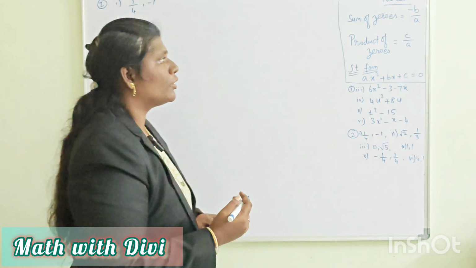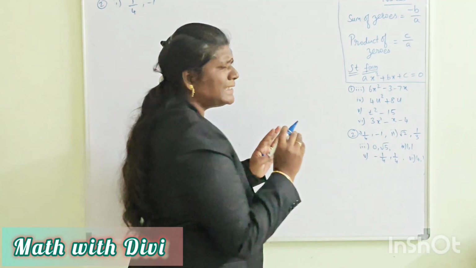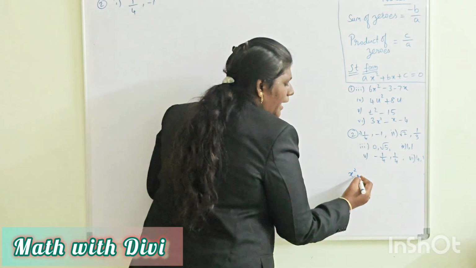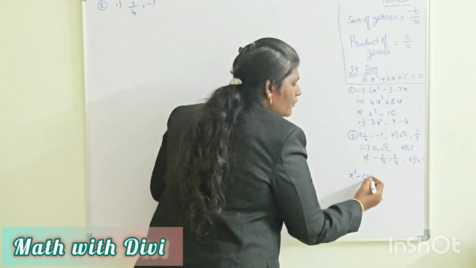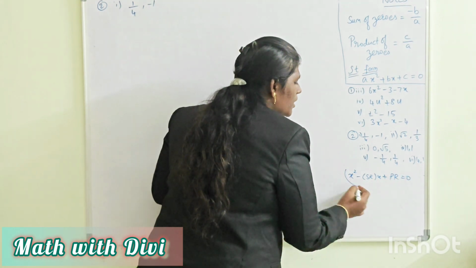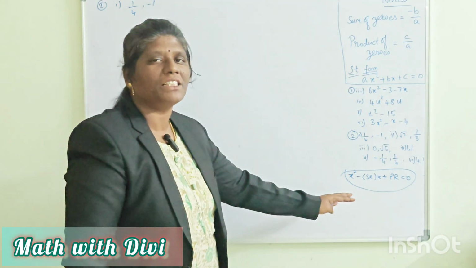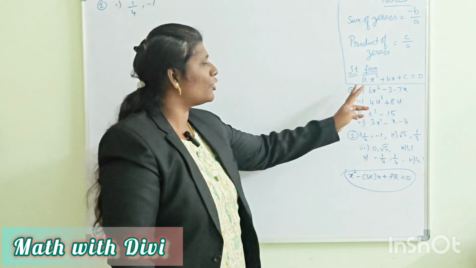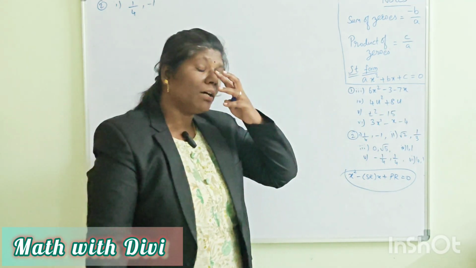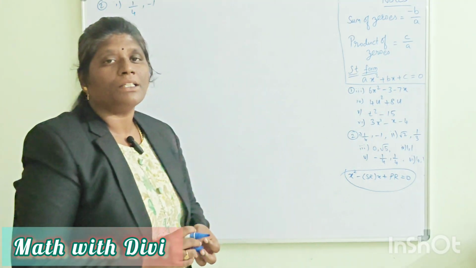So let's see how to do the sum. For that I want to tell you there is a simple shortcut. Okay, look: x square minus sum of roots into x plus product of roots is equal to 0. This is the simplest form of the general structure. Here we say minus b by a is the sum of roots, and c by a is the product of roots. Okay, so using this we can do the sum directly.